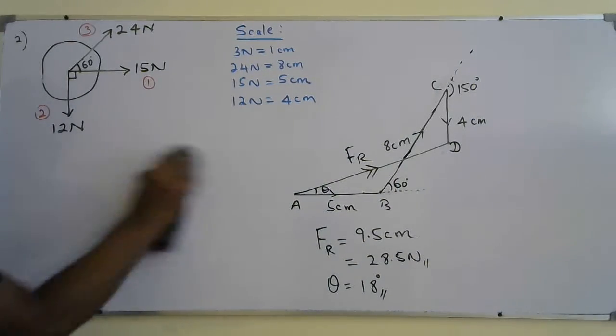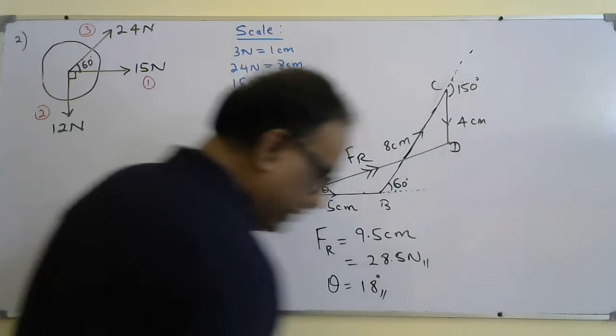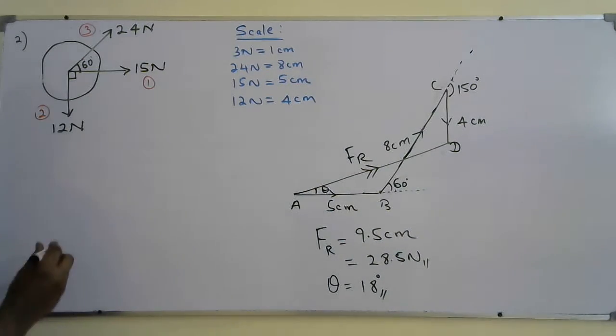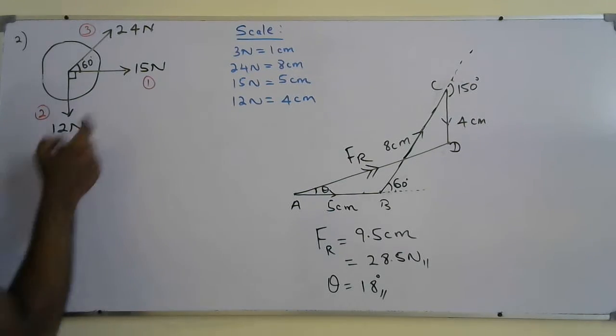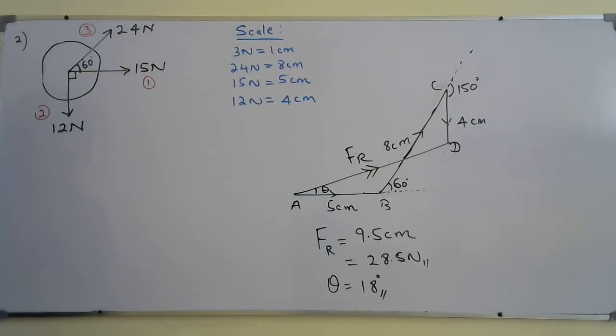Okay, I'll raise the question. Same way I'm going to draw. First, I'm going to draw 15 Newton. So draw the 15 Newton first. It should be represented by a line of length 5 centimeter.